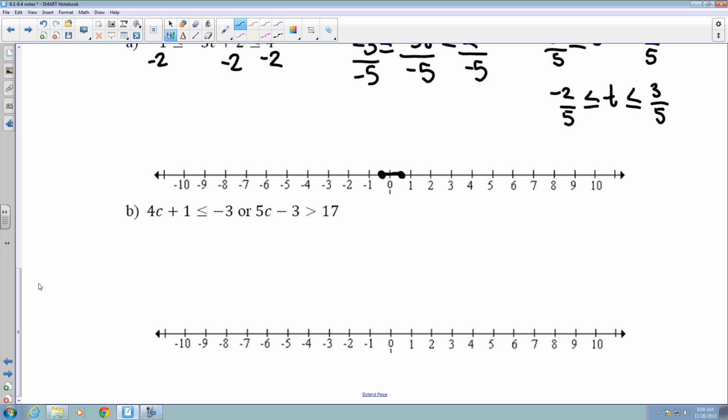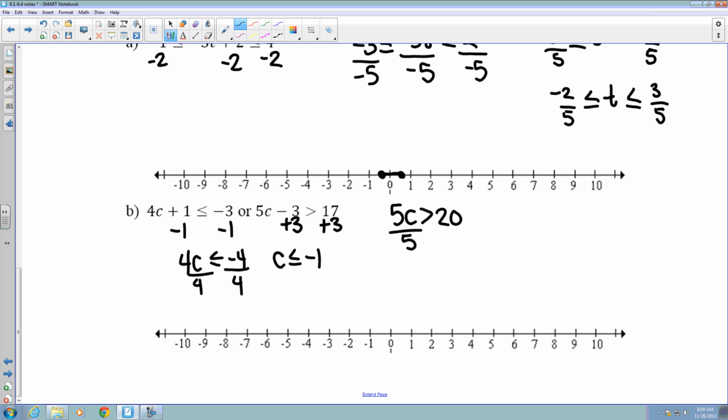Here we have an or, so we just treat it like two separate problems. Okay, so when we graph this, it's going to be closed at -1, arrow to the left, and open at 4, arrow to the right.